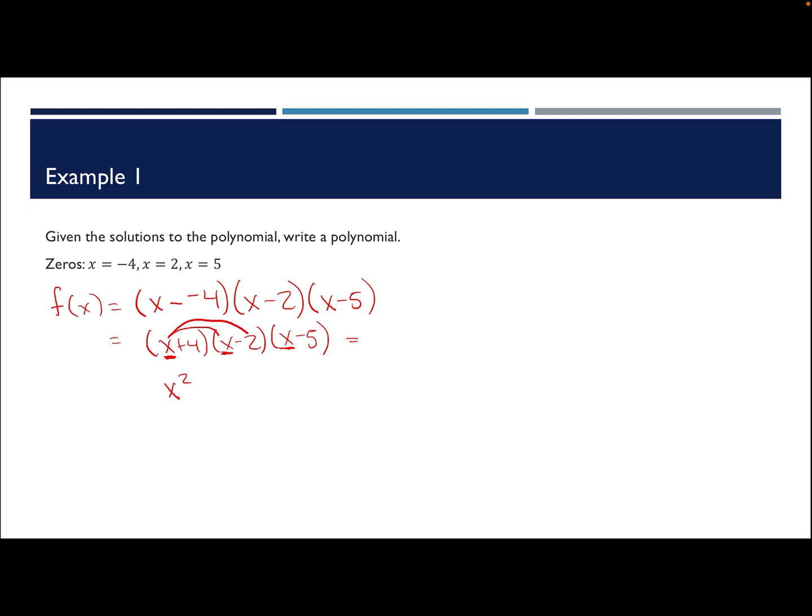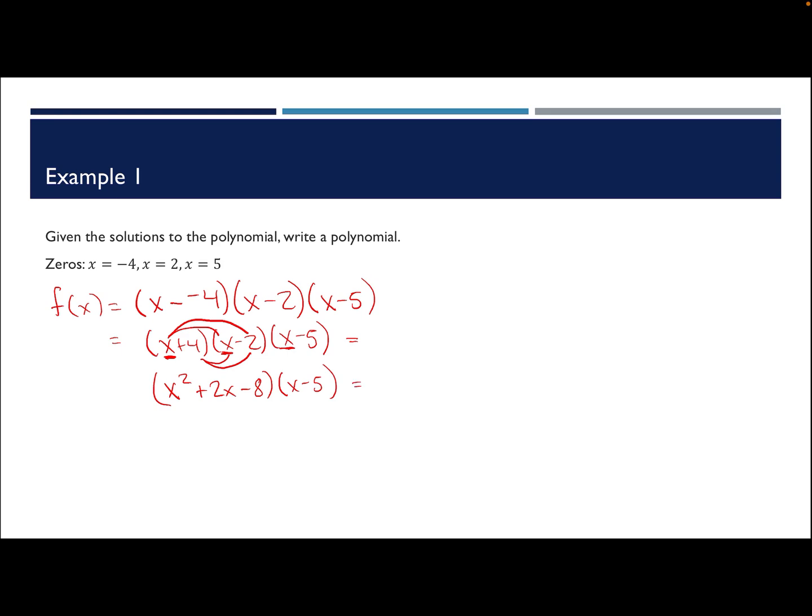So we're going to get x squared minus 2x and then plus 4x minus 8. So 4x minus 2x is going to be 2x, and 4 times negative 2 is negative 8. So we get x squared plus 2x minus 8 times x minus 5.